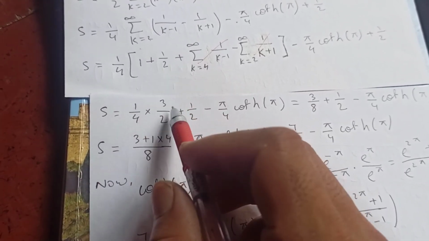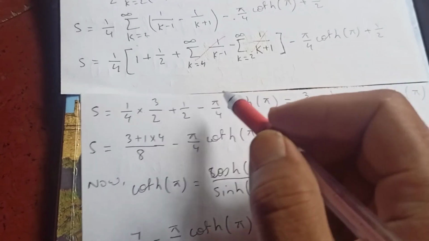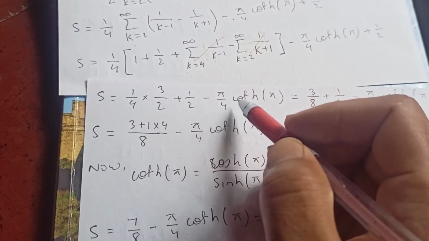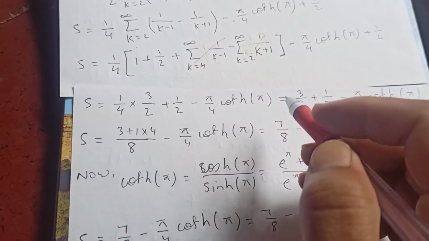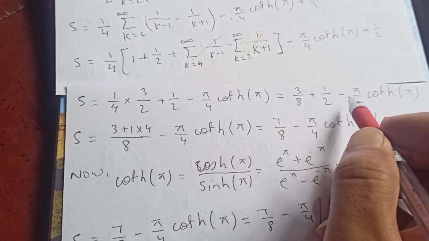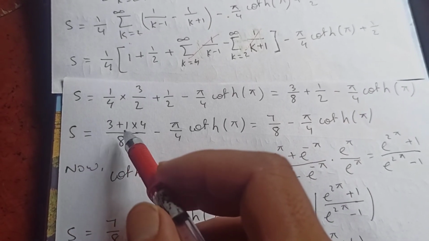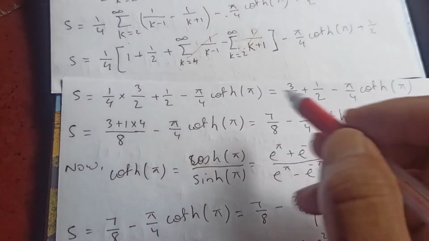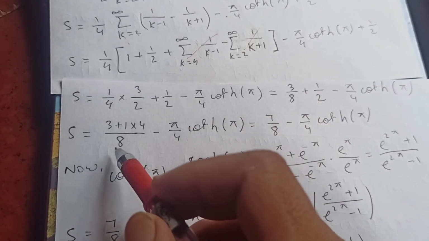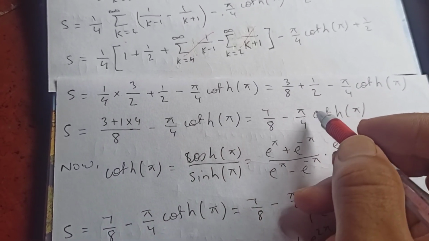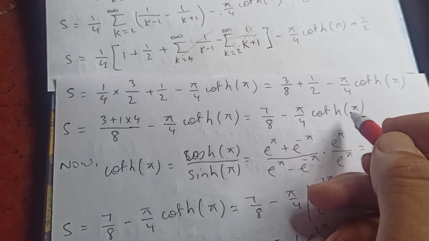Now these two already got cancelled, so you get s is equal to 1 by 4 times, if you simplify this, 3 by 2, plus 1 by 2, minus pi by 4 coth of pi, which is 3 by 8 plus 1 by 2 minus pi by 4 coth of pi. You will get s equal to 3 plus 1 times 4 upon 8 minus pi by 4 coth of pi, which is 7 by 8 minus pi by 4 coth of pi.